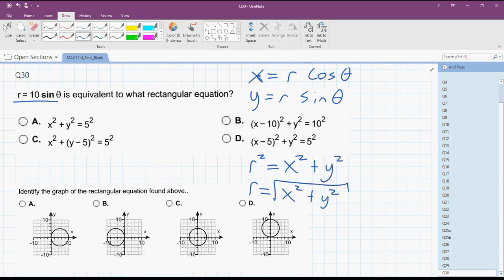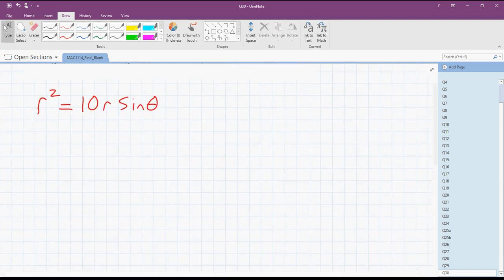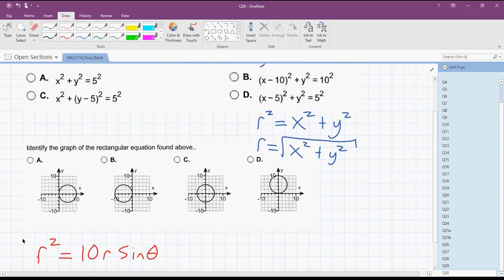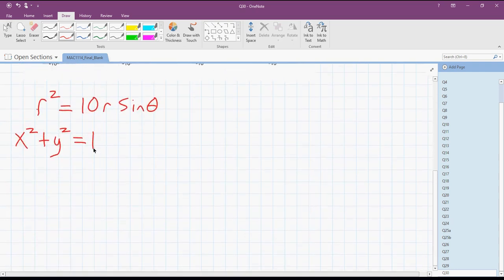So what do we have to do to both sides? Multiply both sides by r. You get an r, and you get an r. So what's r times r? R squared equals, on the other side, we get 10 r sine theta, right? And now we can start using things that we know. Don't we know what r squared is? x squared plus y squared. Don't we know what r sine theta is? It's y. So over here, you get 10y.